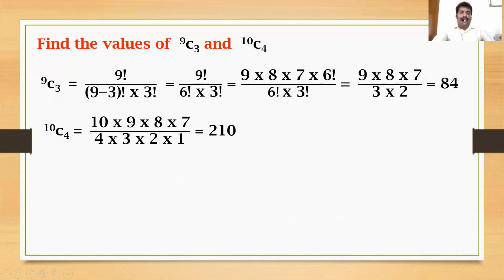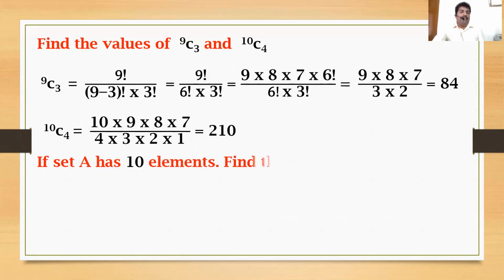Now the 10C4 value. 10C4 is 10 into 9 into 8 into 7, 4 times in the decreasing order, and in the denominator just 4 factorial. Similarly, in 9C3, after simplification we got 9 into 8 into 7, 3 times in the decreasing order, because of 9C3, and the denominator 3 into 2 into 1. In a similar way, we can directly write 10C4 as 10 into 9 into 8 into 7 divided by 1 into 2 into 3 into 4, that is 4 factorial. Its value is 210.